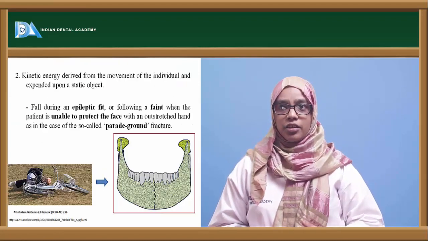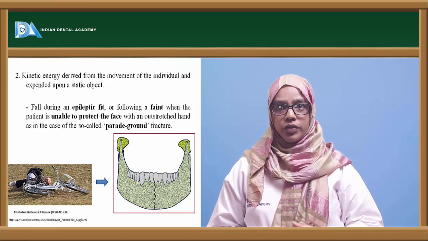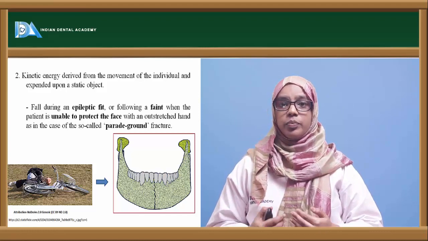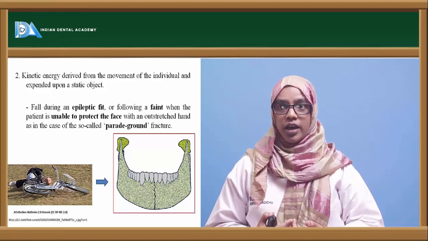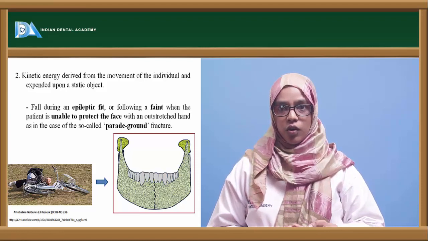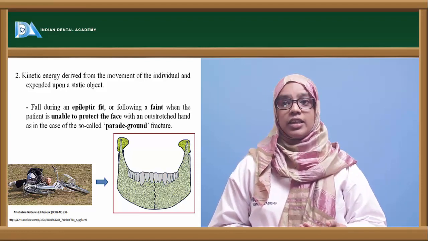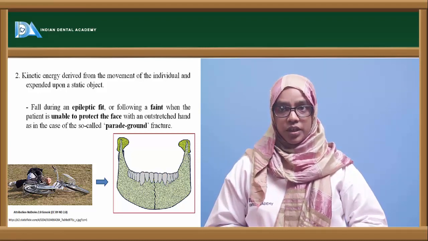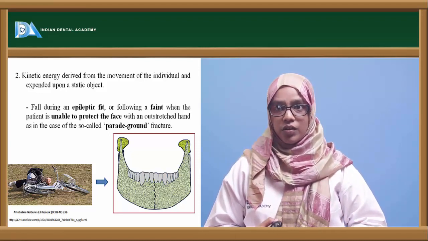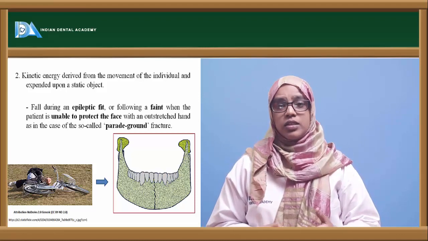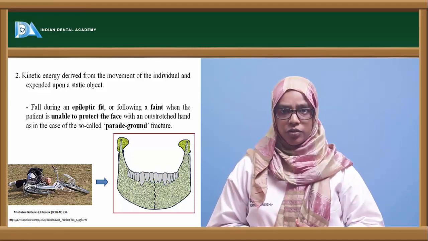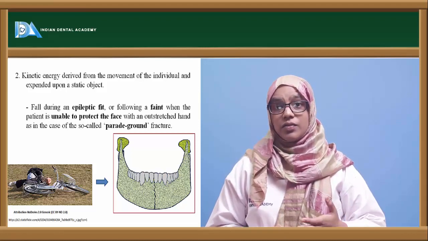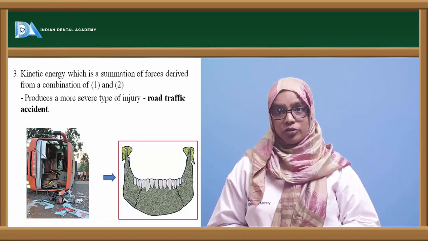Now, the second is when the kinetic energy derived from the movement of the individual is exerted on a static object, for example, when an individual is moving and hits a stationary object like the floor, as in the case of a fit or faint, where the person falls unprotected over the chin. If the person falls down unprotected with the arms stretched, this is also termed a parade ground fracture, most commonly seen in soldiers during parade. Now this results in a symphysis fracture and bilateral condylar fracture.